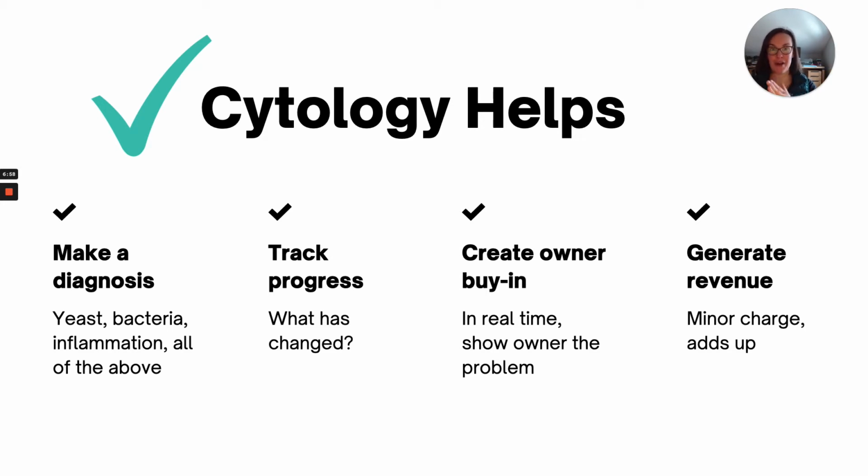But to track progress, you want to get that pet back in here and you want to say, is your pyoderma resolved? And one of the ways that you can help yourself know that is by doing cytology and by checking and seeing if things are better, yes or no. And if things are not better, then you're going to need to pivot your treatment. You're going to need to consider a culture. You're going to want to add in baths, whatever the case may be.